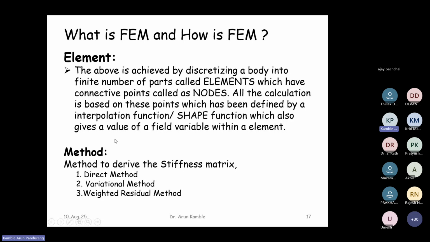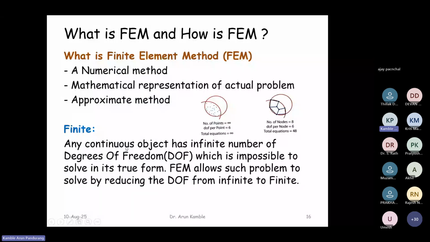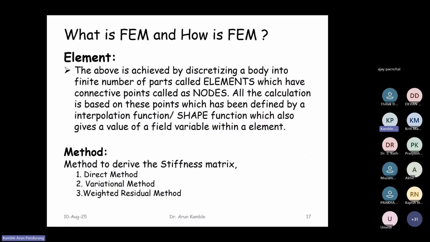Next is the element. This conversion from the infinite degrees of freedom to the finite degrees of freedom is achieved by discretizing a body into a finite number of parts, which are called elements. So the second word, element, is related to the finite number of parts. And these elements have connective points, which are called nodes. Therefore, all the calculations are based on these points, which are defined by interpolation functions.